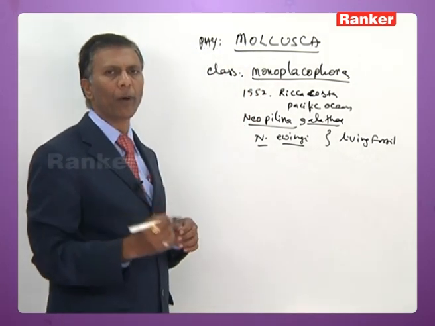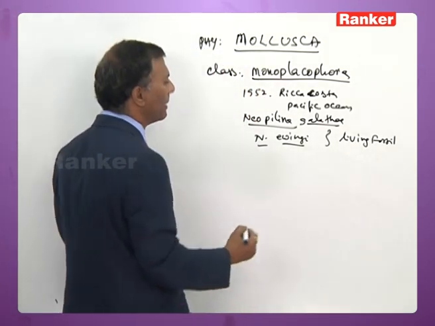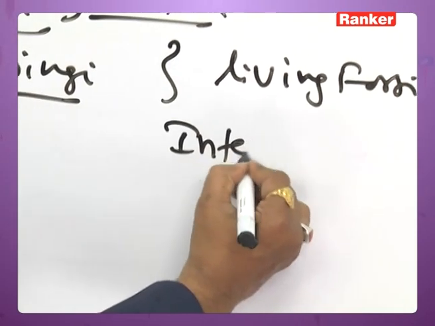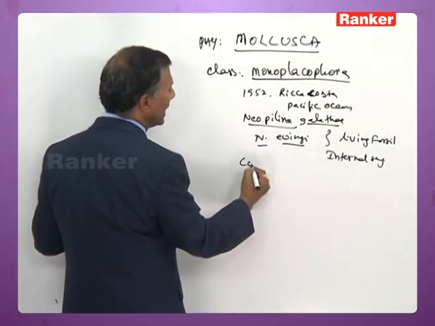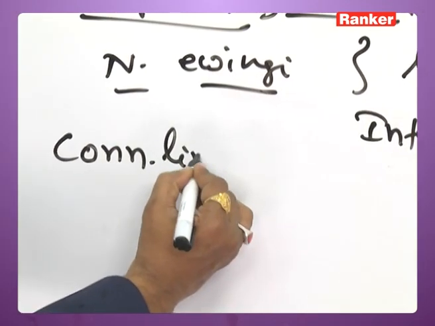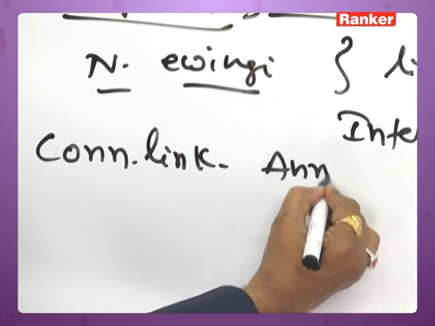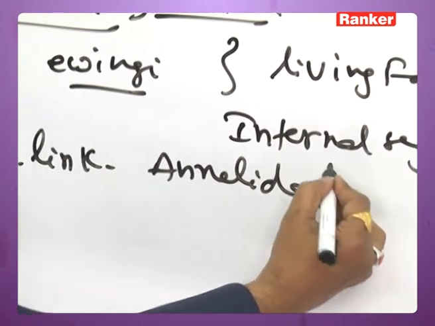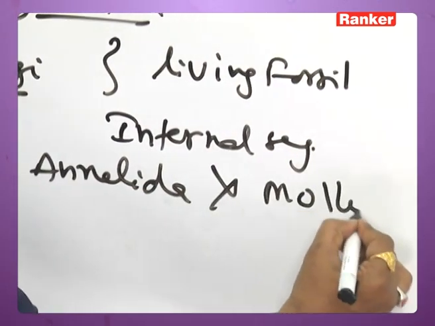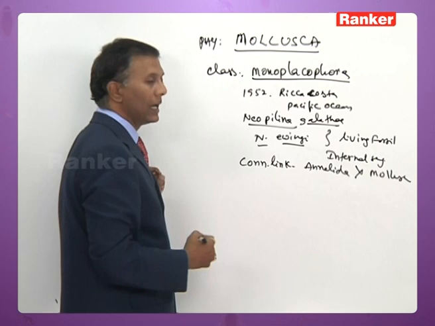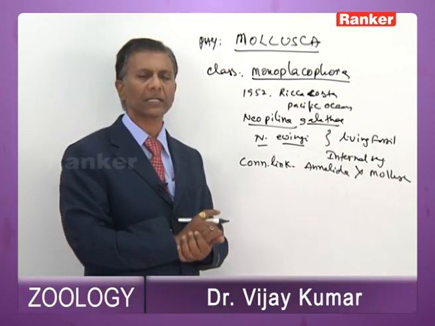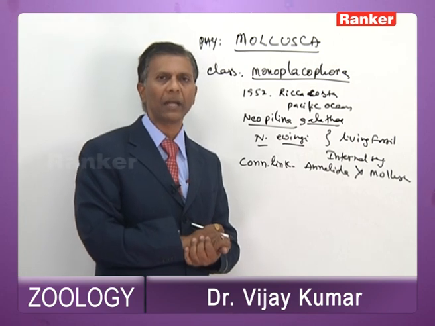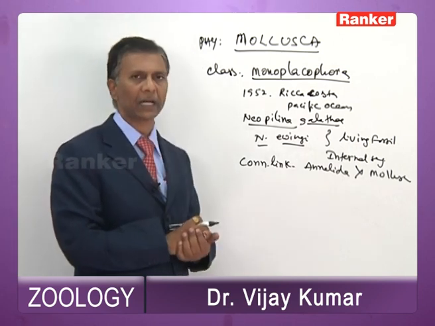It is the only group of Mollusca with internal segmentation, and it is a connecting link between Annelida and Mollusca. Internal segmentation, nephridia and gills are the annelid characters. Presence of shell, mantle and foot are the molluscan characters.